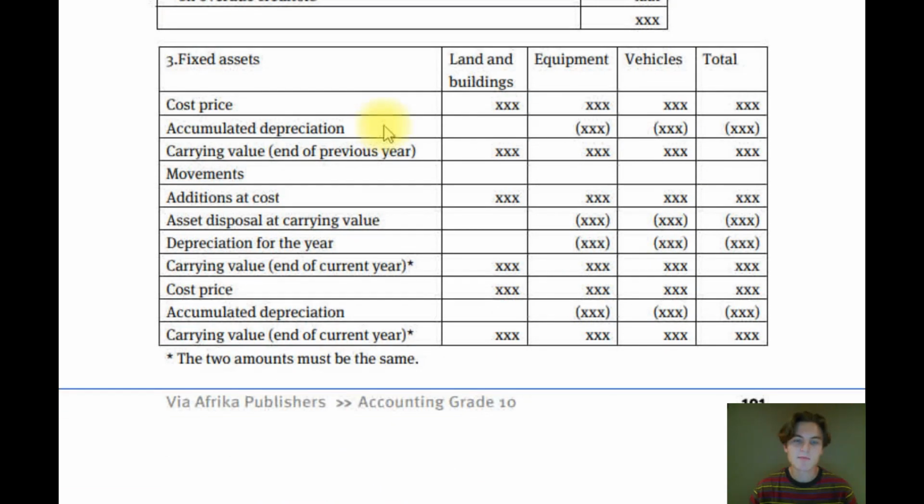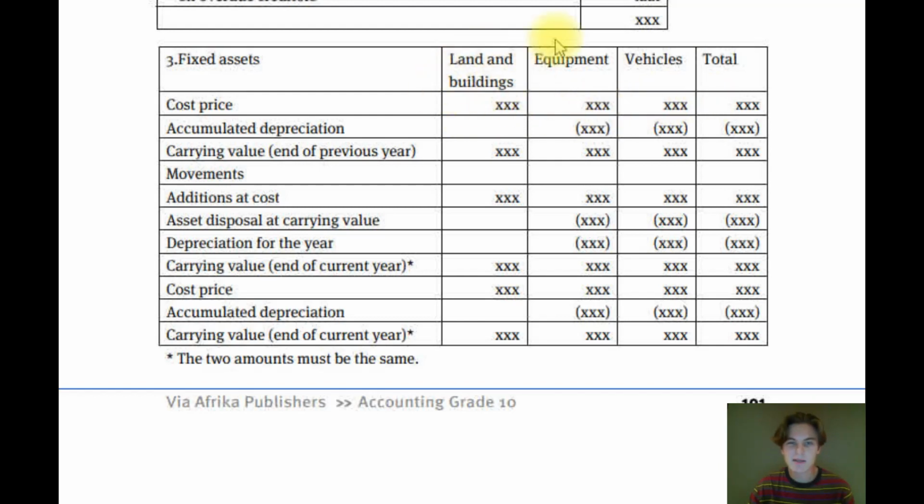The next note is probably the most important note that you will need to know in grade 10. And this is the fixed asset note. This note carries the highest weighting of anything when it comes to financial statements in grade 10. So this is a note that you should know very well. I will give a brief explanation of what this note is in this lesson. However, in the next lesson, I'll go over this in more detail, and I'll do some worked examples relating to this note. So first off, we will record the cost price of all our assets.